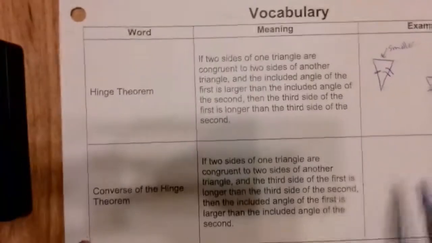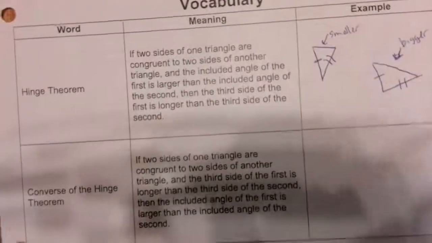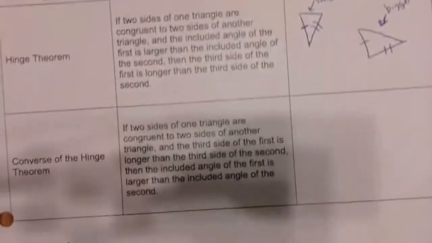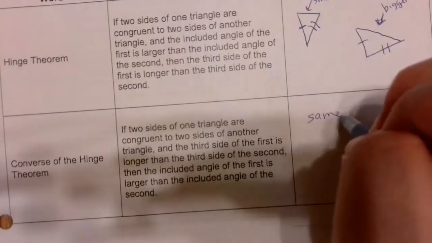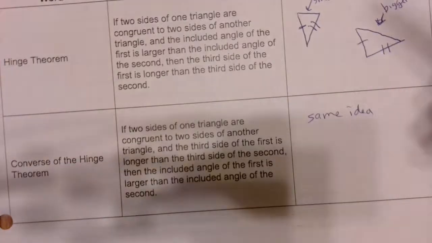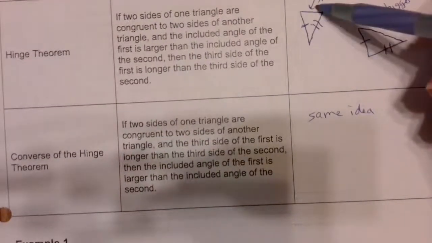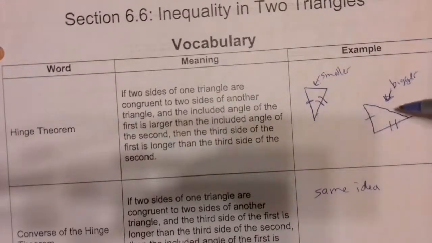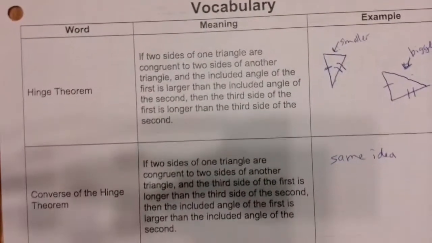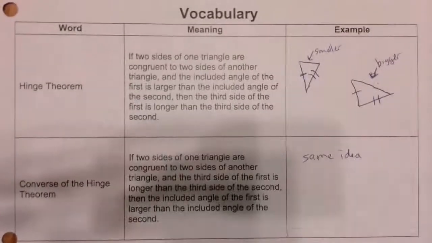Now the converse is the same idea, just kind of the opposite order. The smaller angles make smaller sides. The smaller sides make smaller angles. The bigger sides make bigger angles. The bigger angles make bigger sides. It doesn't matter to me that you know the theorem versus the converse of the theorem. What matters to me is that you know the general idea.